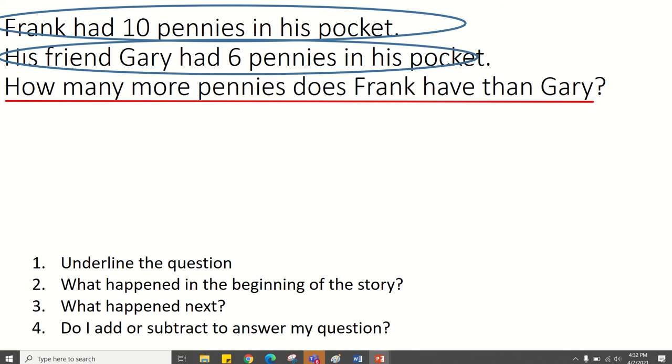How about how many more? That key phrase, how many more, tells us that we have to subtract. Our story problem is telling us that Frank has more pennies than Gary, so we have to subtract 10 pennies minus 6 pennies to figure out how many more pennies Frank has. Well, 10 pennies minus 6 pennies is 4 pennies. Now it's your turn.